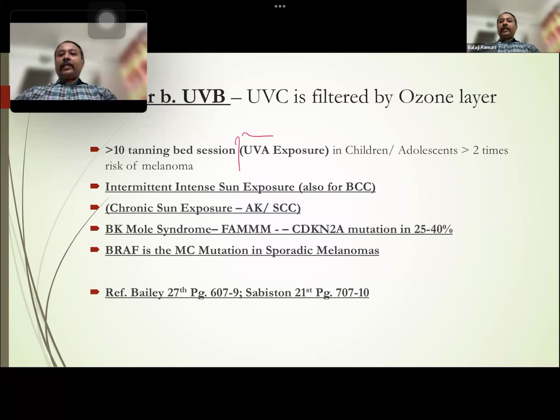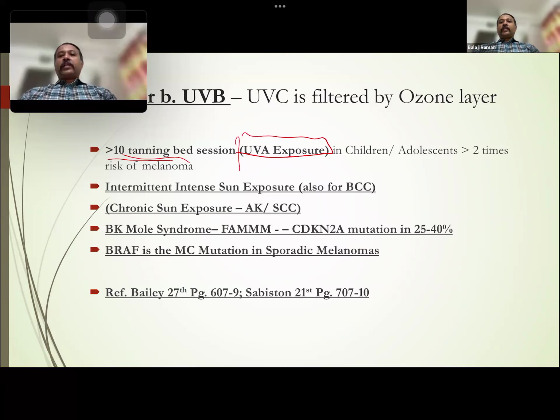Now, UVA exposure is something which is associated with tanning beds. Okay, there are some people in the US and in Australia where they have something called tanning beds, where artificially they will get a tan. So this kind of thing is common, and that exposure can lead to a high risk of melanoma.